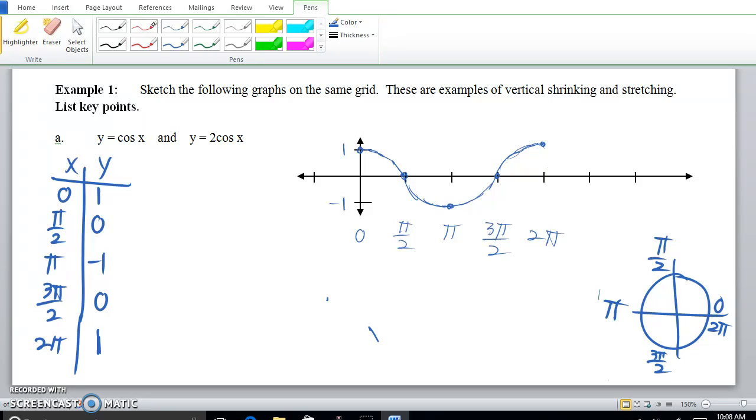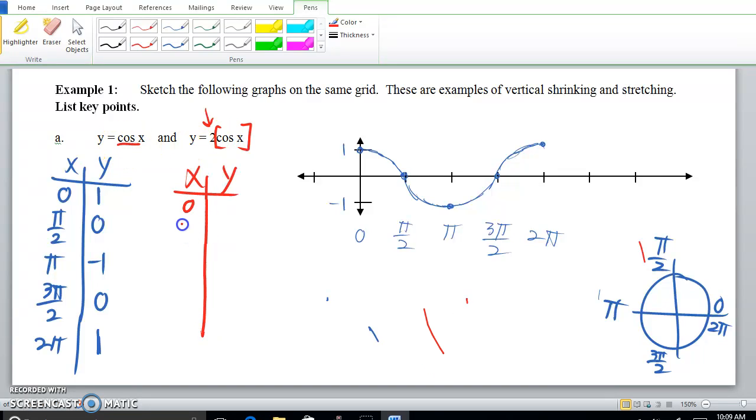So what we're going to investigate here is, well, we throw a 2 out in front. What that's going to do is basically affect the amplitude. And the amplitude is just how high or how low it goes. And that's basically it, okay? So you're going to get the same results, except you have to double it. Your y value is equal to twice of what cosine of x was from the other function.